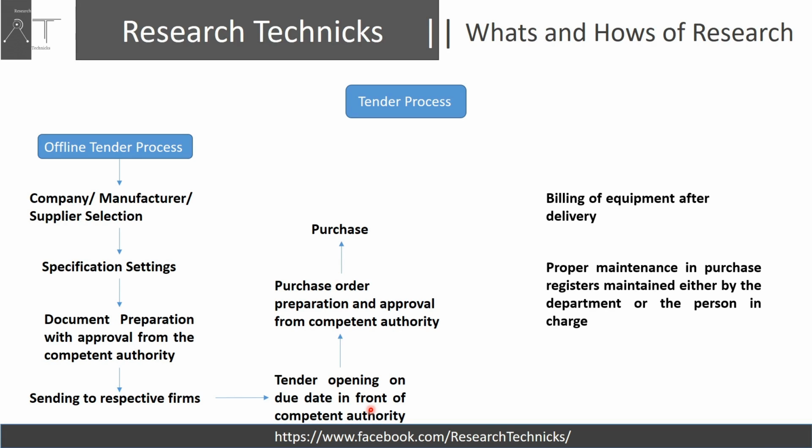Okay, they will send an envelope, and in that envelope they will have put all the documents which you have asked for in this document that you have prepared. Okay, and that will be opened in front of the competent authority. Again, here the competent authority means either your faculty advisor, your departmental purchase committee, or the institute purchase committee. Whoever the competent authority is, it will be opened in front of them, and again they will approve.